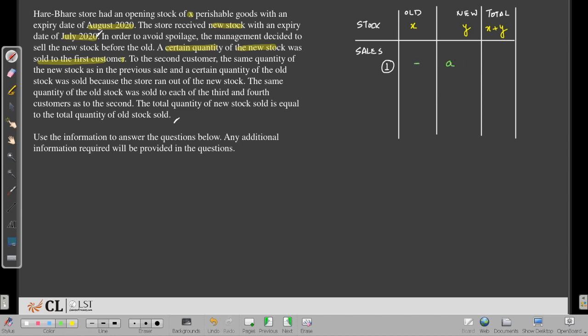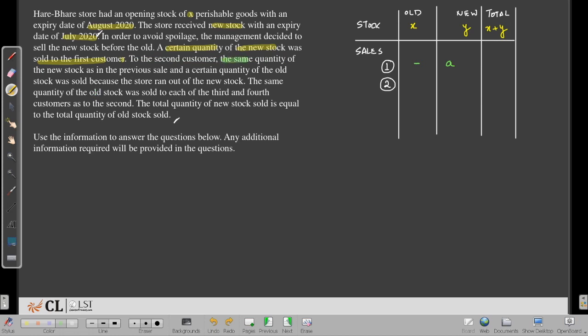Obviously, none of the old stock. Just the new stock. And let's go to the second customer. Let's see what is given. The second customer's information that is given to us is slightly a long one. This is probably one of those sentences where you have to be absolutely careful. Keep capturing information one by one, and then do the maths towards the end, right?